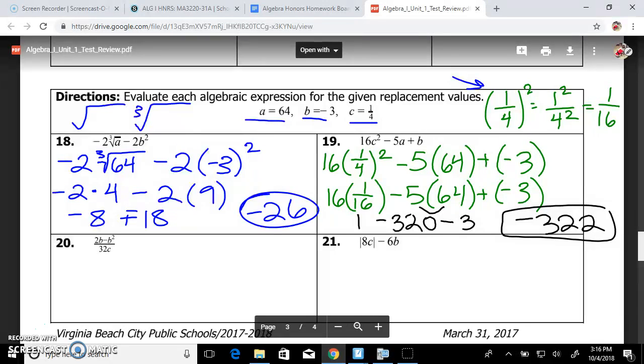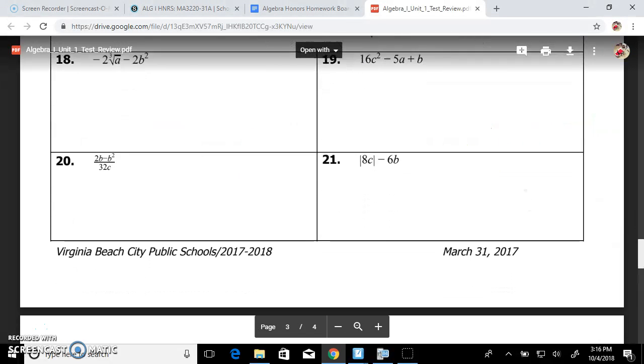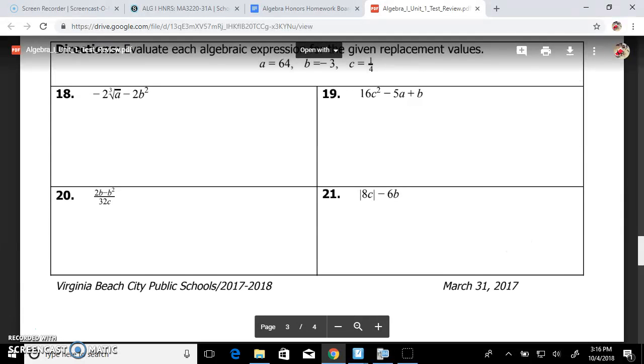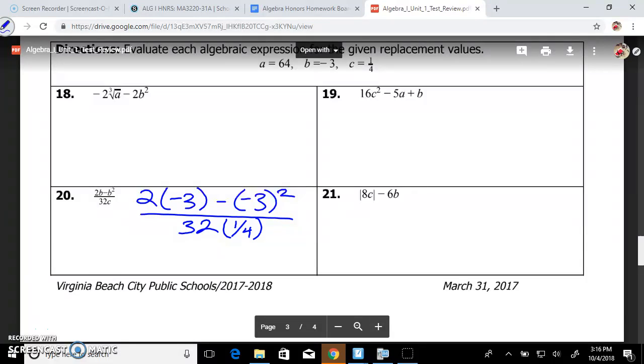Now we've got a fraction for this next one. So for number 20. Remember we said b, so we have 2 times negative 3 minus negative 3 squared. Notice the parentheses, over 32 times 1/4. All right, let's start with that exponent. Negative 3 squared is just 9. Remember that when you're putting that in the calculator, you need to put it with those parentheses, otherwise it would give you negative 9.